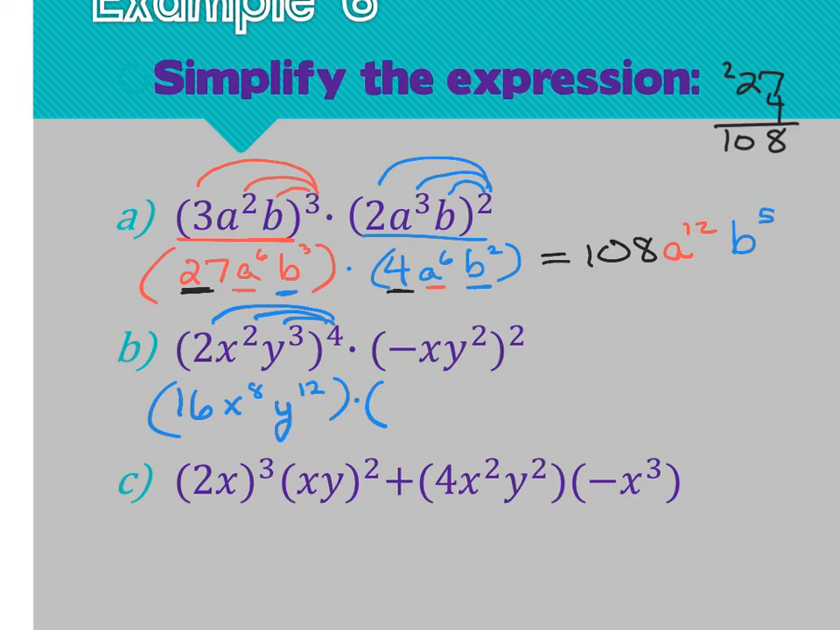And again, I'm going to evaluate this one. This negative 1 squared is positive 1, becomes x squared y to the 4th. And now I can go back and multiply. 16 times the assumed 1 is 16. Add the x's, get x to the 10th. Add the y's, y to the 16th.